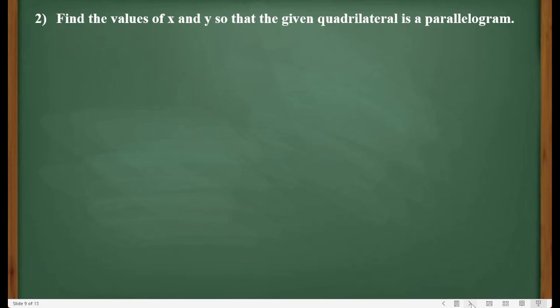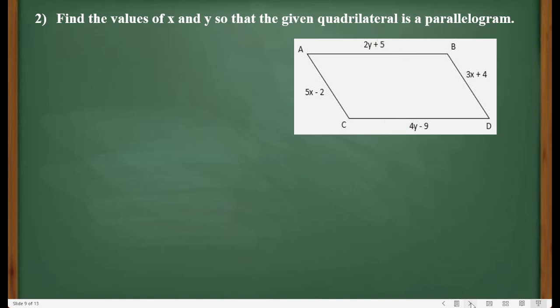Okay, here we are asked to find the values of x and y so that the given quadrilateral is a parallelogram. Now, this is the given quadrilateral, and it is already assumed that this quadrilateral is a parallelogram with some labeled measures of segments or sides. Okay? So, if this is a parallelogram, we can apply a certain condition associated with the sides of this quadrilateral. And what is that particular condition?